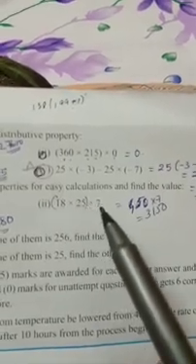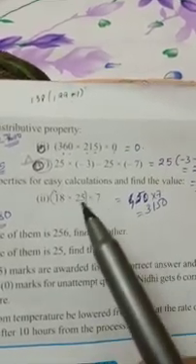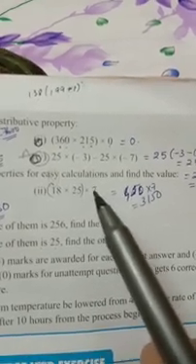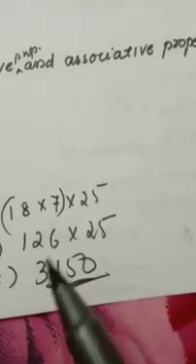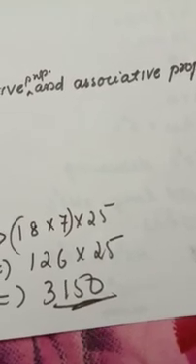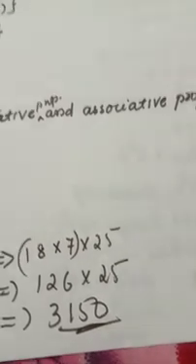Question number 18 into 25 into 7. You can commute first. 7 you take here, 25 you take here. After that you do it. See, 18 into 7, and you multiply, you will get 3150.